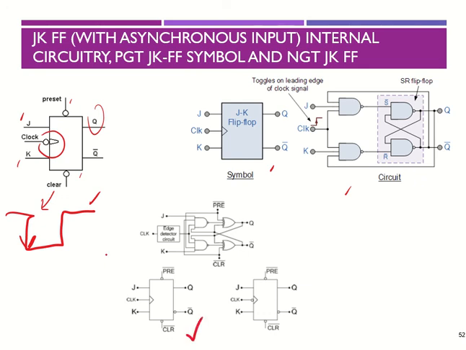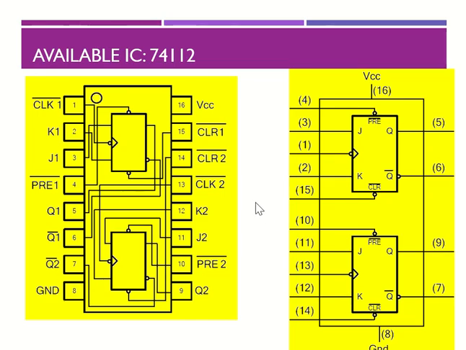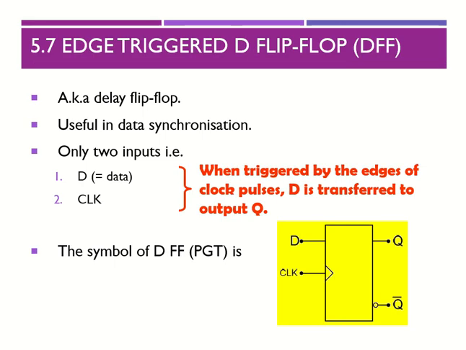Usually we use this arrangement: J, K, and clock on the left, pre at the top, clear at the bottom, and Q and Q bar over here. We use this one all the time. Please make sure that when you have a clock like this, it is positive-edge, and when you have it like this, it is negative-edge. This is the JK flip-flop IC. You have two JK flip-flops in one IC. Right, thank you. You can follow the next video on the D flip-flop.